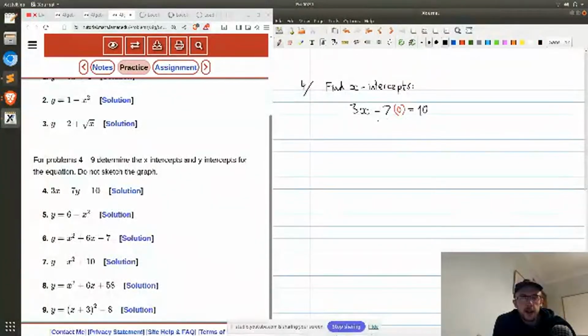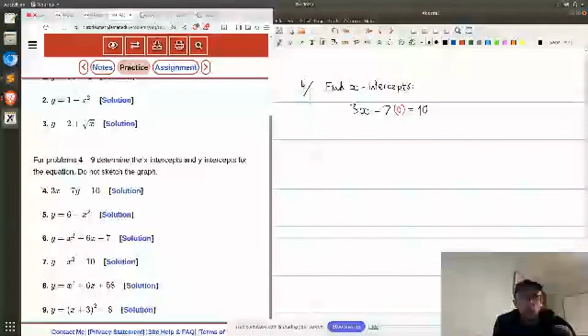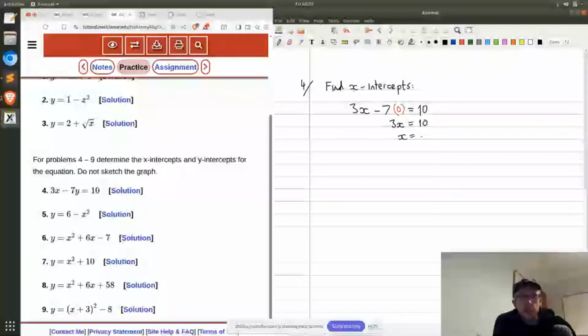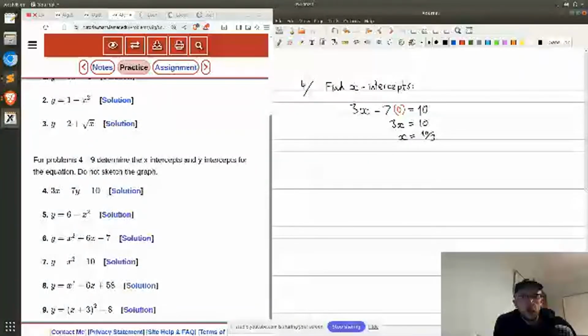So what is this saying? This is saying that 3x minus 0 is equal to 10. In other words, 3x is equal to 10. And when we solve this and obtain 10 over 3, that's telling us that it crosses the x-axis at that value. Okay, so the x-intercept, to be totally crystal clear, is 10 over 3, comma 0.